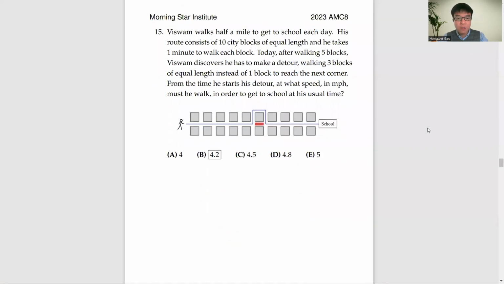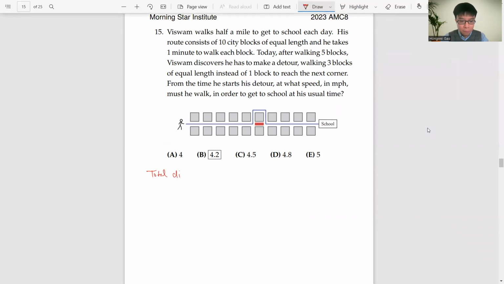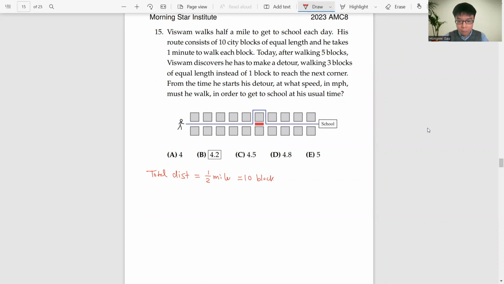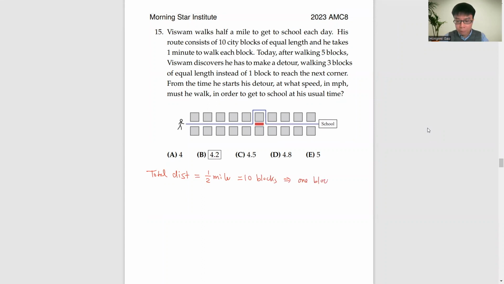Question 15. This one walks half a mile to get to school each day. That route consists of 10 city blocks. So let's compute the length of each block. Total distance is half mile. And that is 10 blocks. This implies for one block, the distance is 1/20 mile.